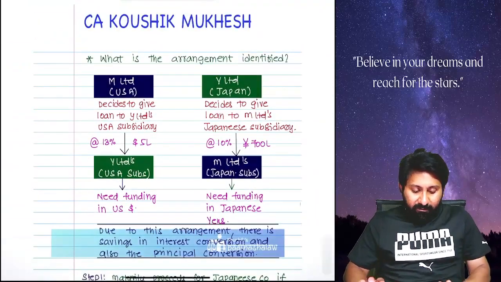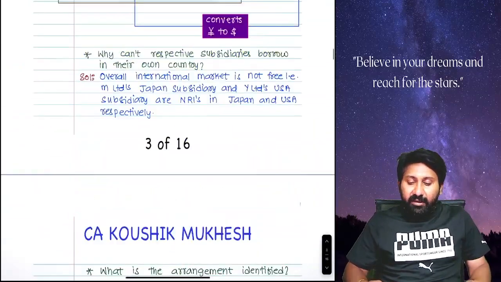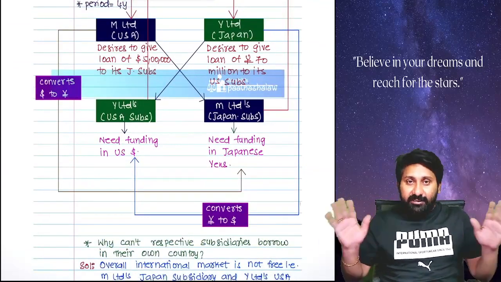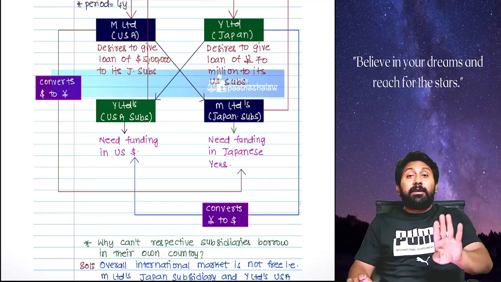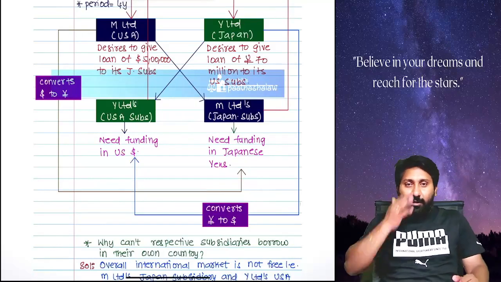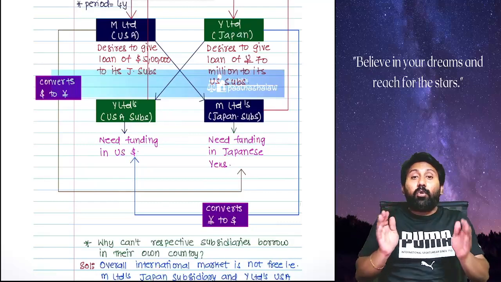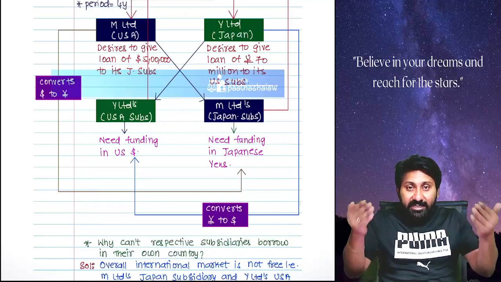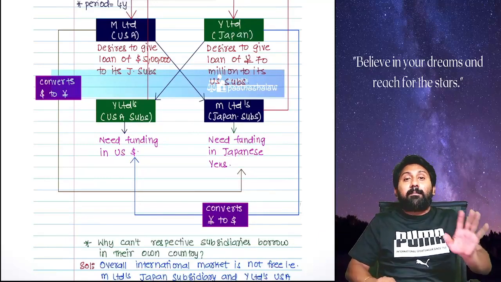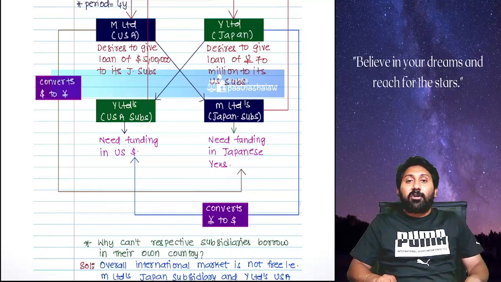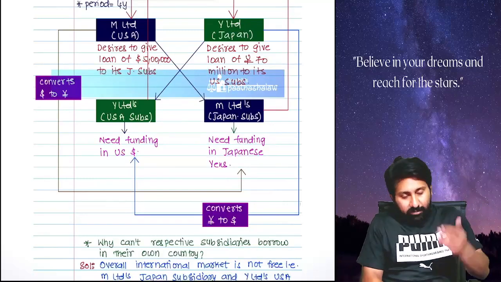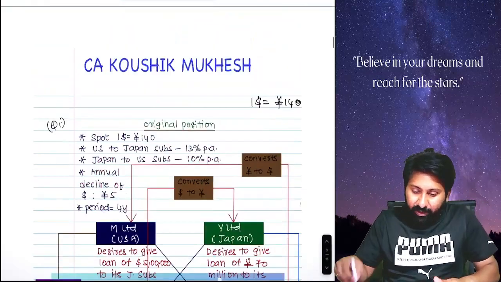Always, whenever we start the swap transaction, there will be convergence. The meaning of this convergence, I will tell you. Before that, first listen to the concept. Whenever a loan transaction, swap transaction or parallel loan transaction is initiated, no company should be at an advantage, no company should be at a disadvantage. If you are not understanding, I will explain one point.